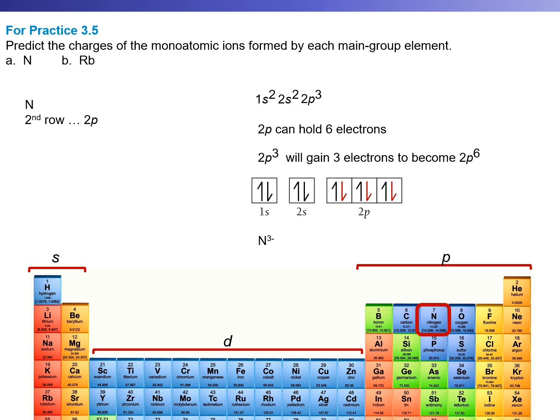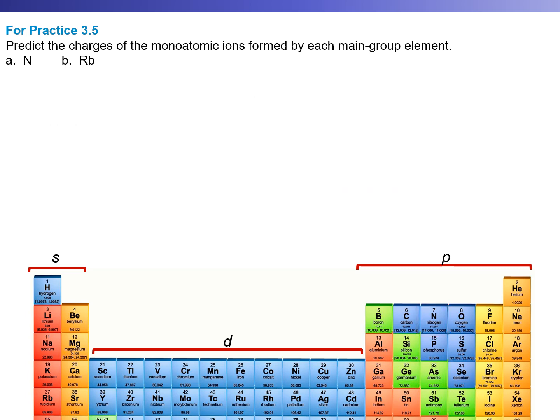Let's take a look at another one. All right, so now we're going to be looking at rubidium. And rubidium can be found down in the 5th row in the first column. I've got it highlighted in red. We know that it has an electron occupying the s subshell, and that's it. And that's what we're really concerned with.